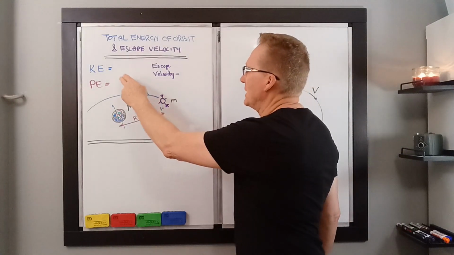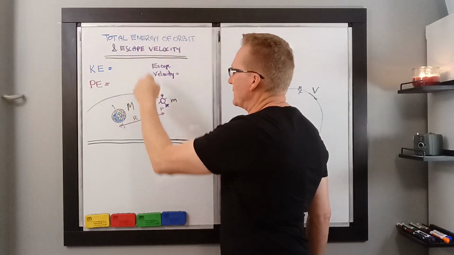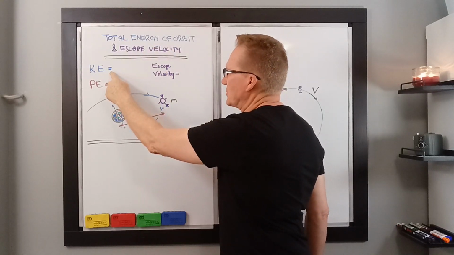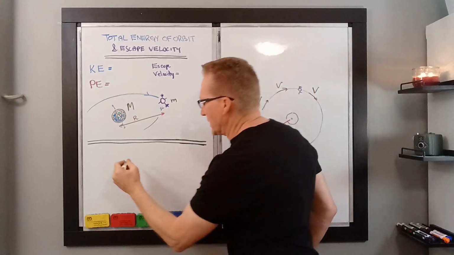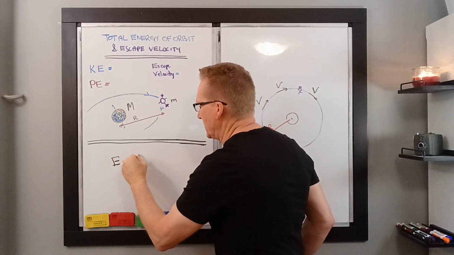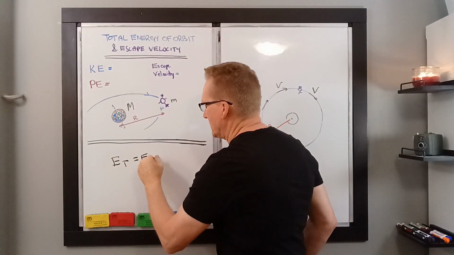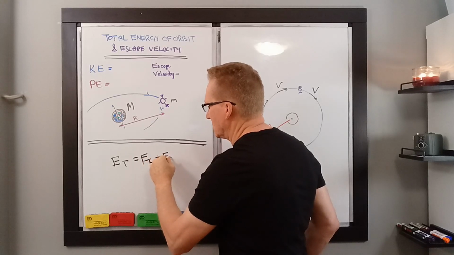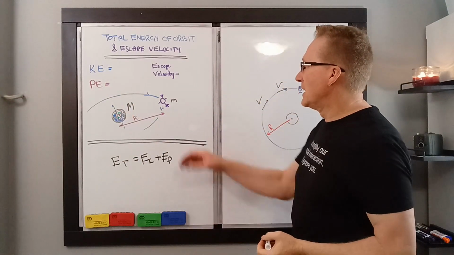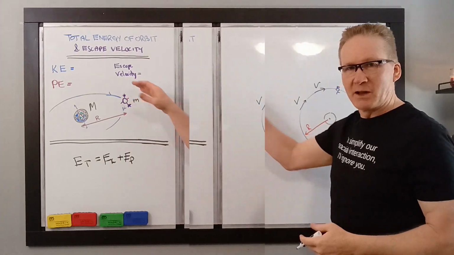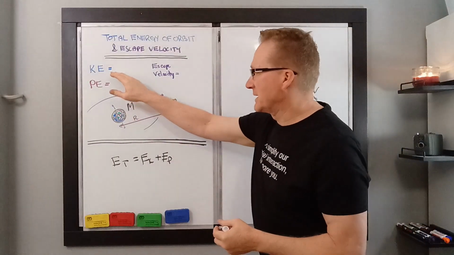We're going to try to find the total energy of the system, of the orbit of this thing here. We'll start with finding the kinetic energy and then the potential energy, because of course the total energy is going to be equal to the kinetic energy plus the potential energy. So once we find this and this, we just add them up and we find the total energy of orbit. And then we're going to find the escape velocity as well. We're going to start with the easy one, that is the kinetic energy.